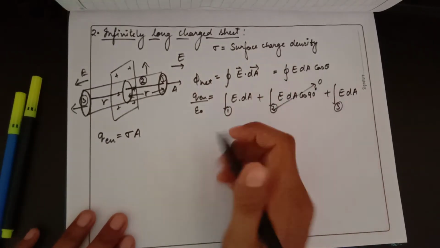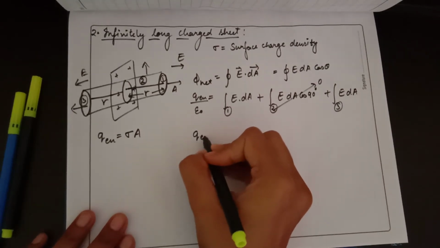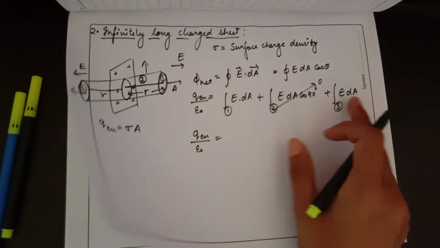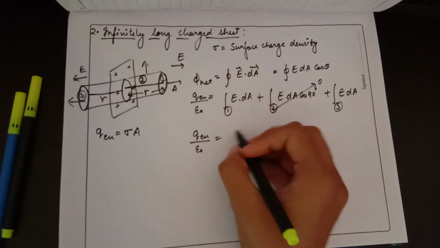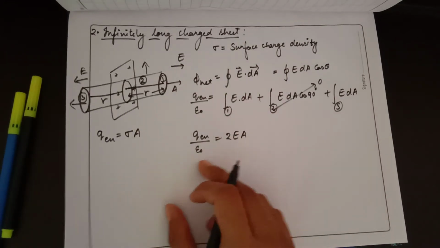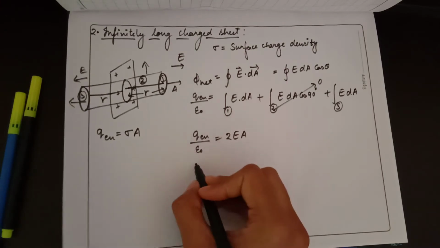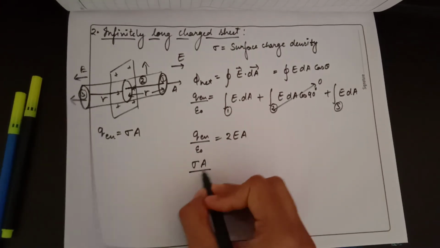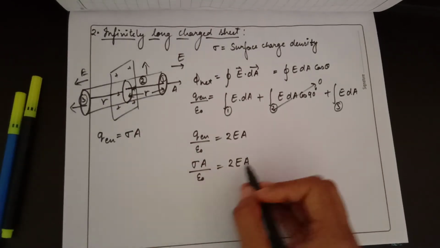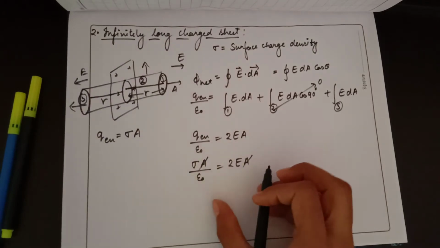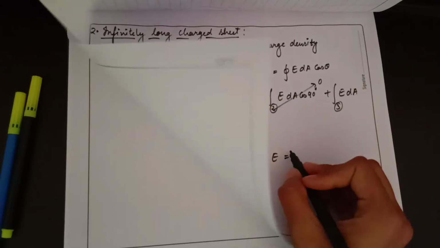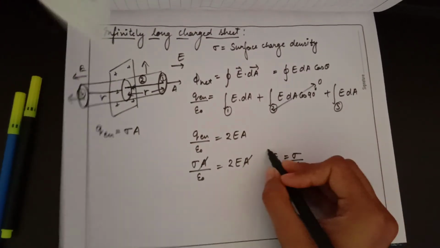So from these two, I can write it as Q enclosed divided by epsilon naught. As you know, the magnitude of E will be the same, so I can write it as 2EA. So in place of Q, I will write sigma into A divided by epsilon naught, which will be equal to 2 into EA. A cancels out and E comes out to be sigma upon 2 epsilon naught.